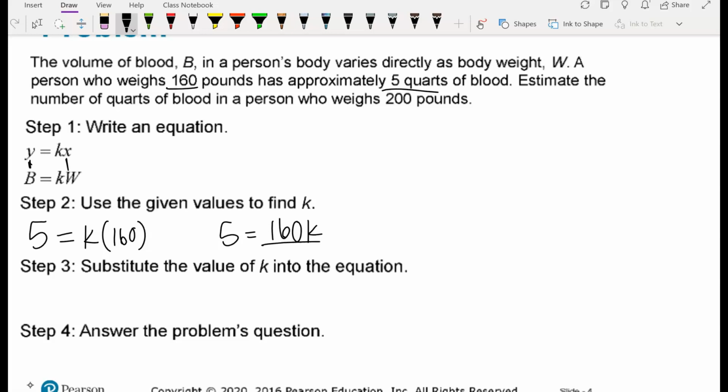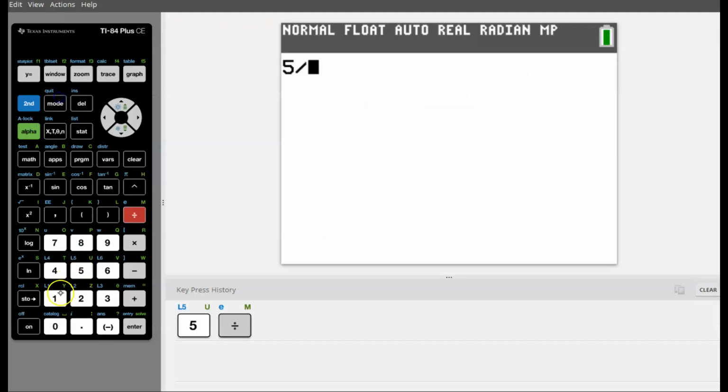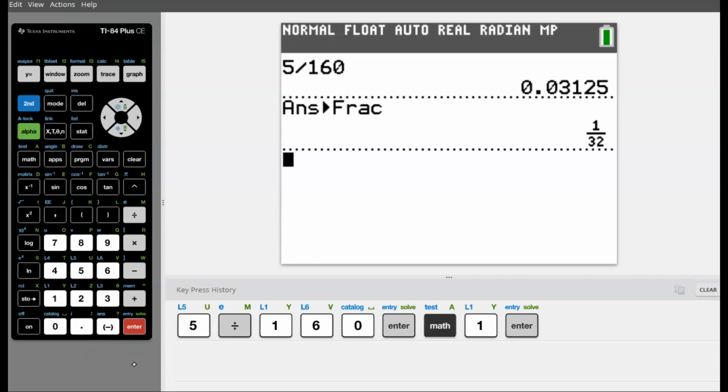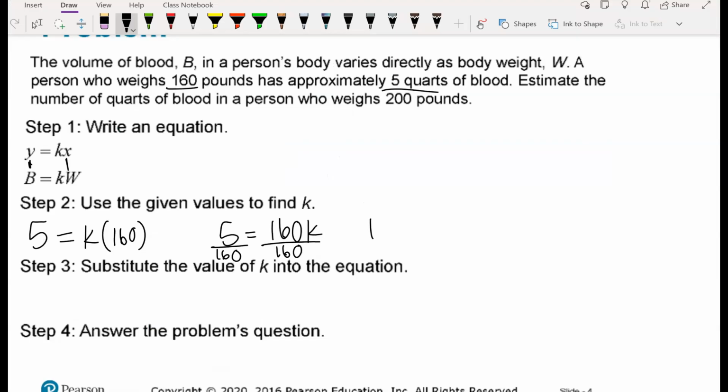We're solving for k, so divide each side by 160. So you do 5 divided by 160. And to turn it into a fraction, remember we do math, 1, enter. So we get 1 over 32. So k equals 1 over 32.